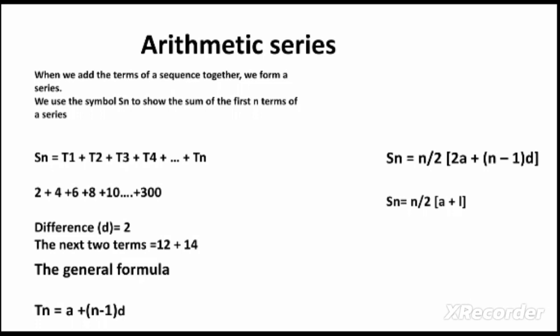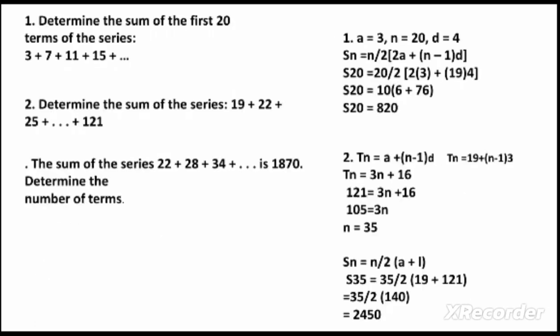So now how will you find the number of terms if you're looking for the sum? You have the last number, you have the a. How do you find the n? You use the general formula. So let's see how we use the general formula to find the n.